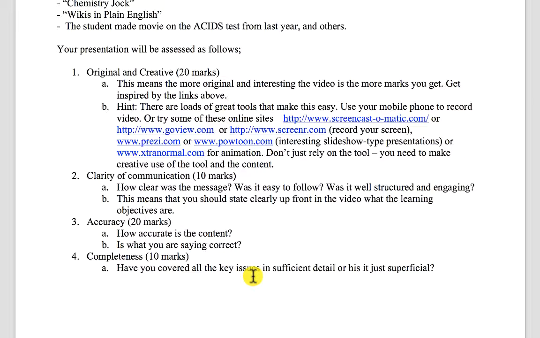I can see whether the metaphor holds. I can see what their levels of understanding are. I can see how creative they've been. I can see if they have an ability to communicate this clearly.